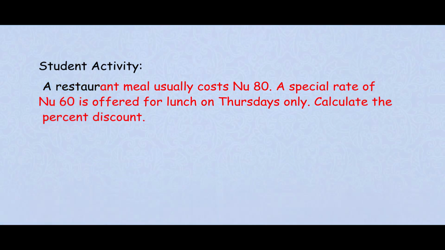A restaurant meal usually costs Nu 80. A special rate of Nu 60 is offered for lunch on Thursdays only. Calculate the percent discount. So, what you have to calculate here? You have to calculate the percent discount.